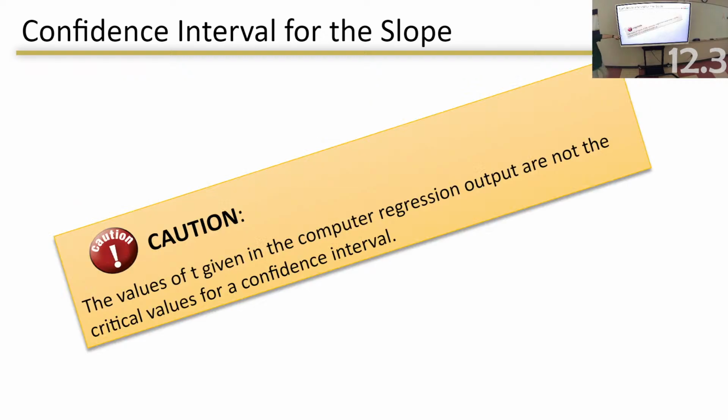This is where it says the t value on the computerized regression output is not the critical value. It is not the critical value. That is the test statistic. That is different.